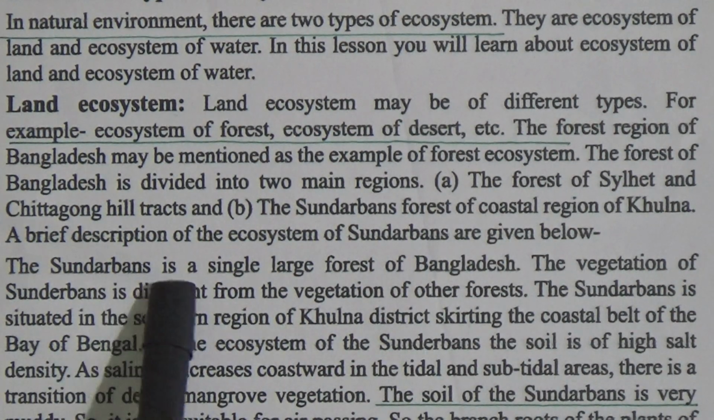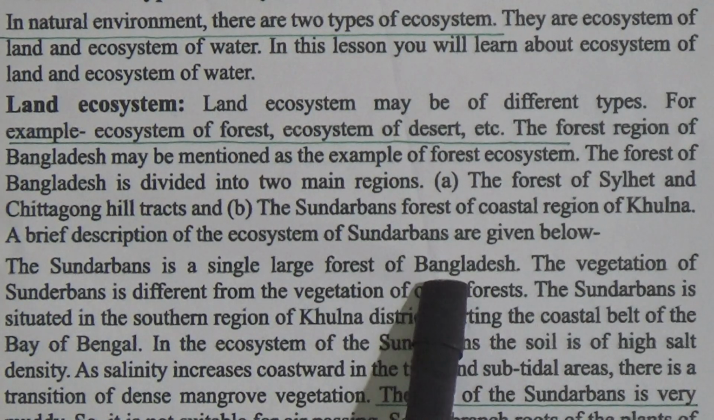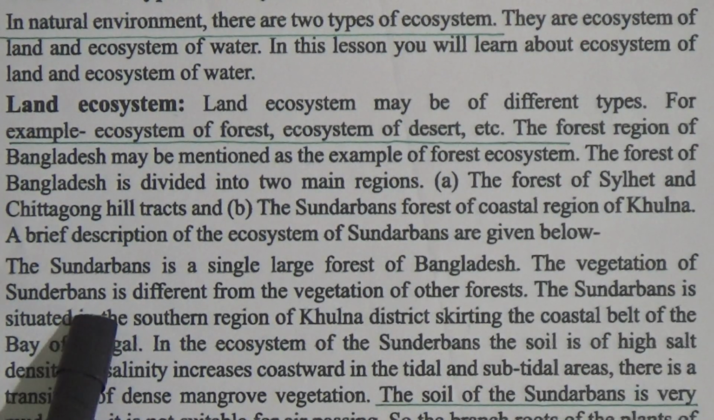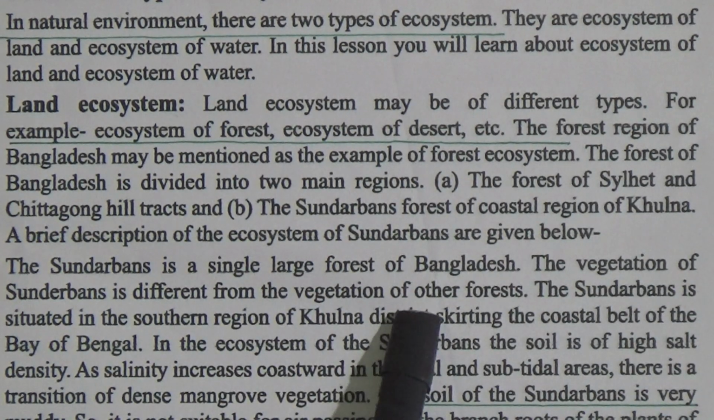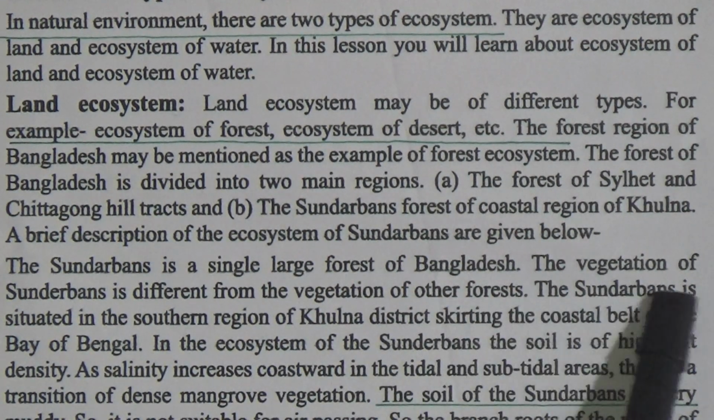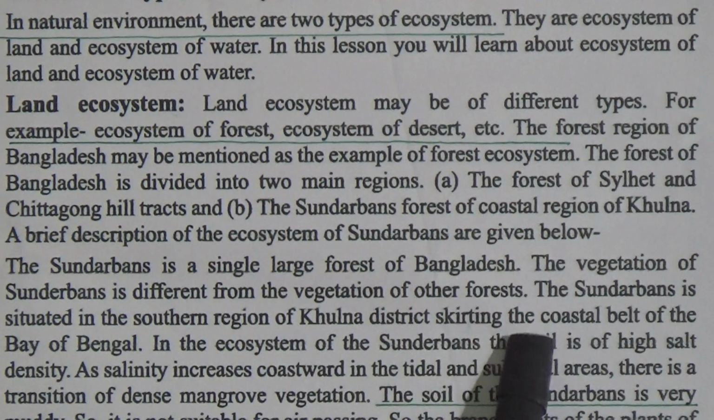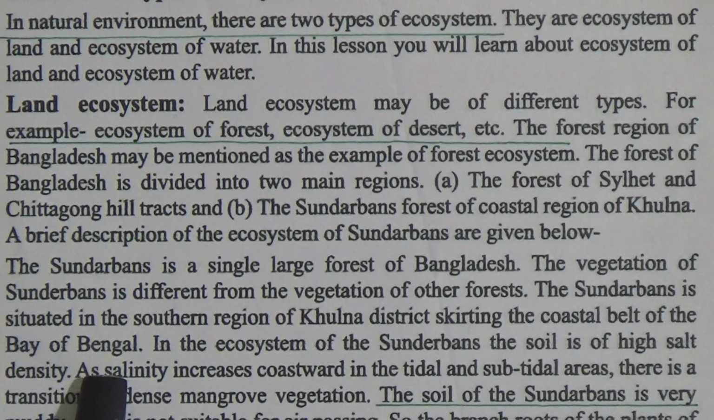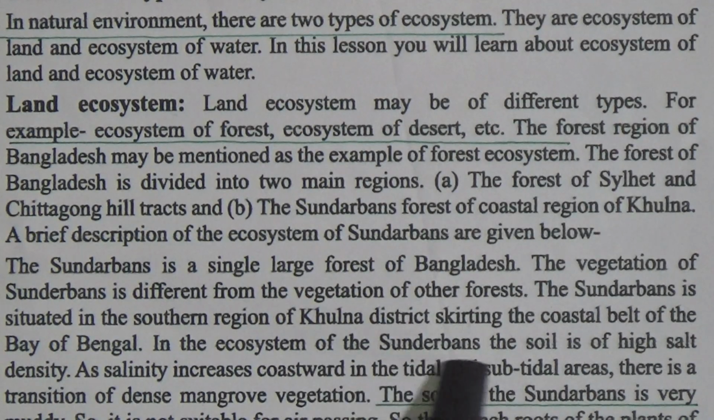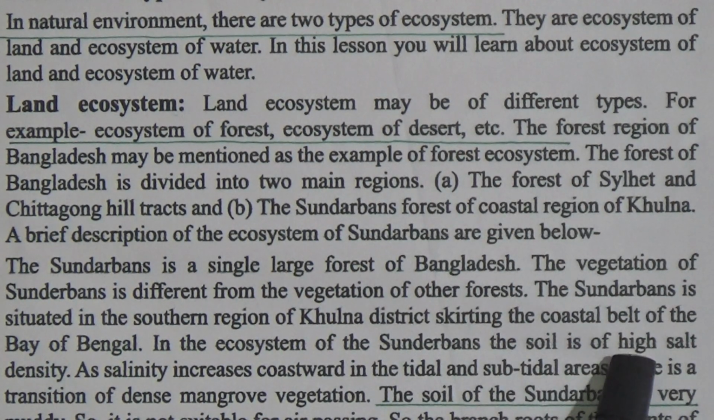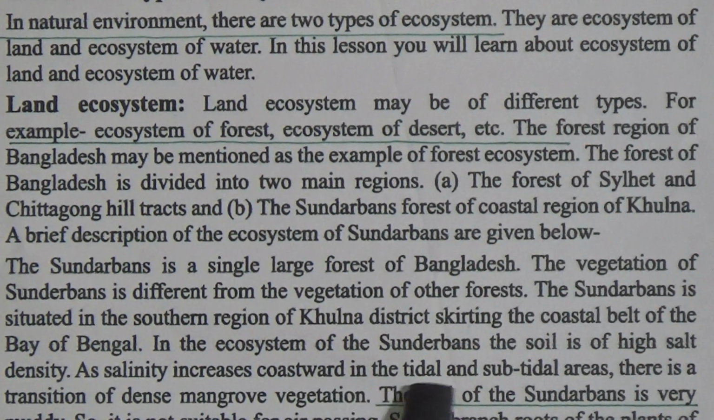The Sundarbans is a single large forest of Bangladesh. The vegetation of Sundarbans is different from the vegetation of other forests. The Sundarban is situated in the southern region of Khulna district, skirting the coastal belt of the Bay of Bengal. In the ecosystem of the Sundarbans, the soil is of high salt density. As salinity increases coastward in the tidal and subtidal areas, there is a transition of dense mangrove vegetation.